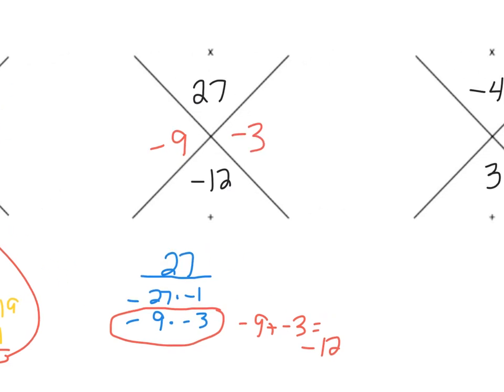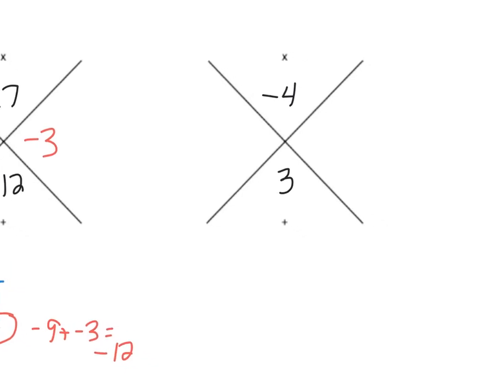And now let's solve our last one. Our last one has a negative on top and a positive on bottom. So the only way that that's going to work is if we have a negative times a positive. So my factors, I need one to be negative and one to be positive. But since adding them together is going to be positive, I know my bigger factor has to be positive.